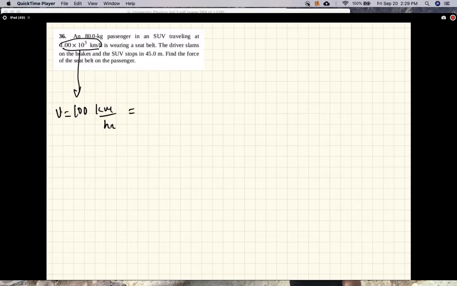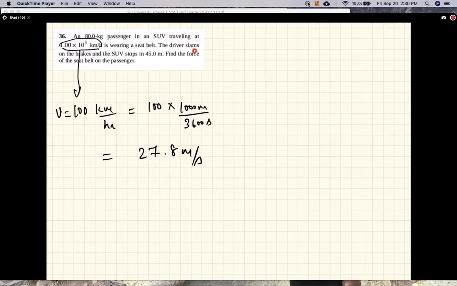This is equal to 100 times 1,000 meters divided by 3,600 seconds. So the speed in meters per second is 27.8 meters per second.